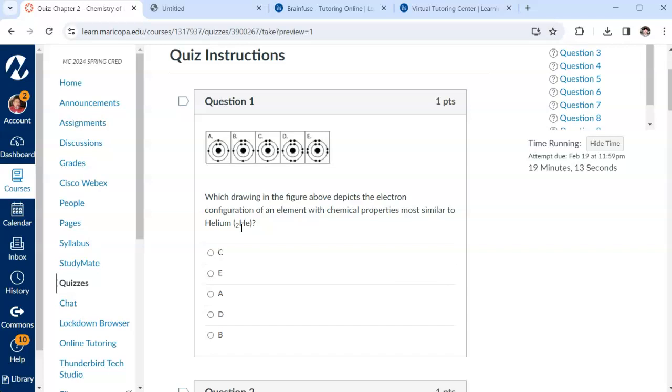Now, helium has a full outer shell, right? So it's a weird molecule where the first orbital can only hold two, like a bookshelf. Then after that, it's eight. So anything that has two electrons in its outer shell, none of these do. So this one has a full, complete outer shell. So the correct answer would be E.